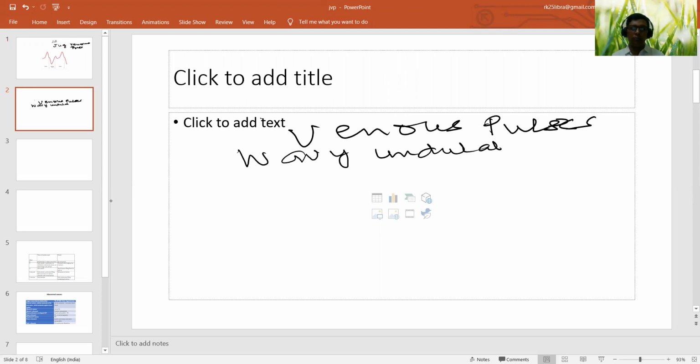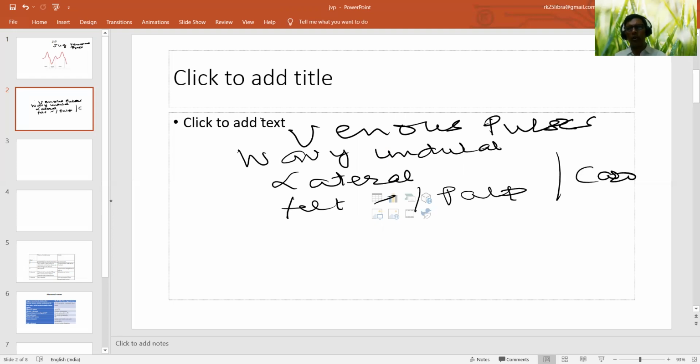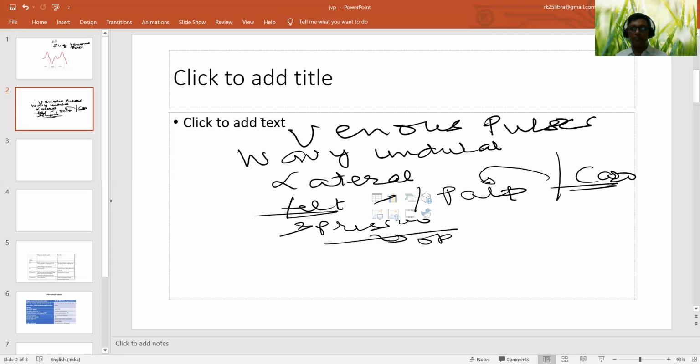Next, they are more lateral. They are better felt than palpated. This is in context to your carotid pulse, where carotid pulses are better palpated than felt. Why are venous pulses not better palpated? Because once you put pressure on these venous pulses, they get obliterated.